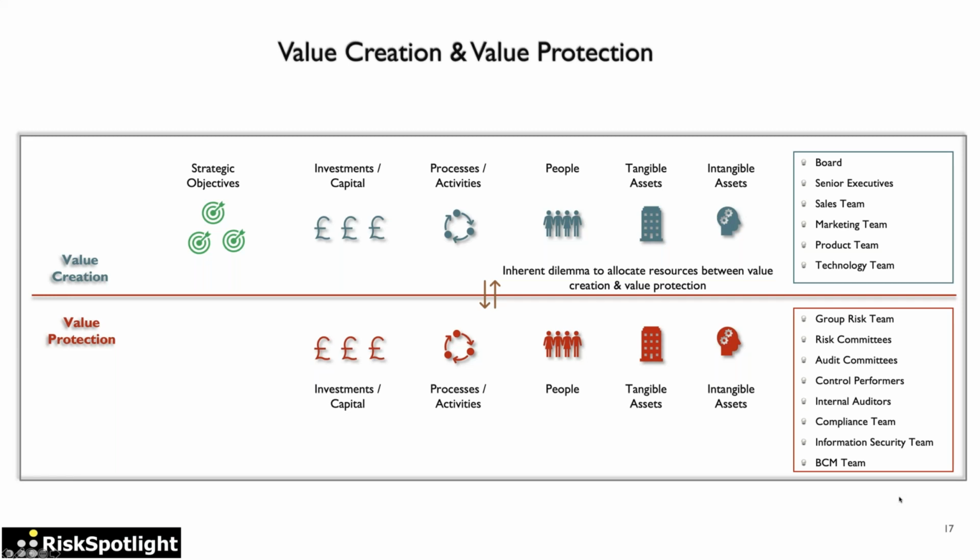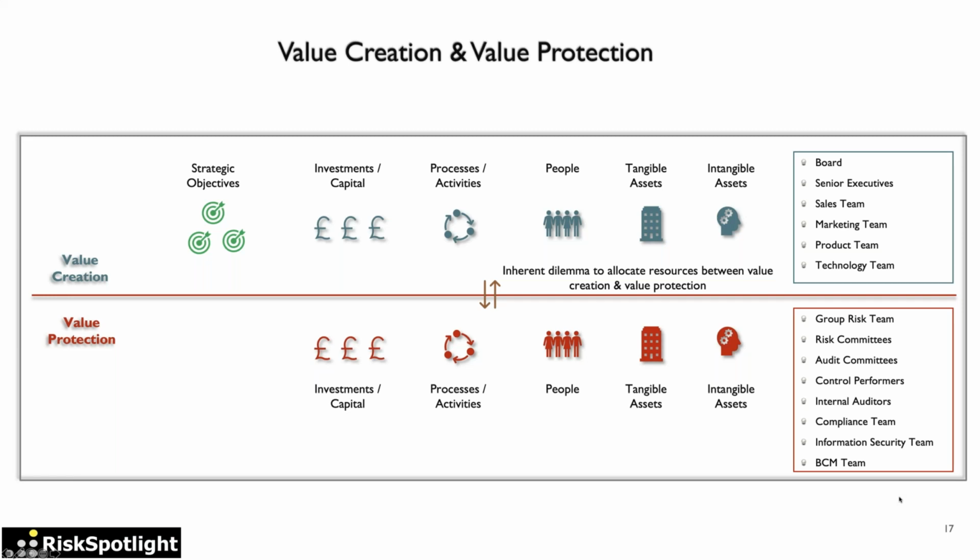So as a first line, every head of the business unit is making these decisions, but they may not see those decisions as highlighted on the slide here. And then you have the key stakeholders on the value creation side. So you have your board, your senior executives, sales, marketing, and then from the value protection, you have the risk team, the risk committees, the internal auditors, compliance, BCM team.